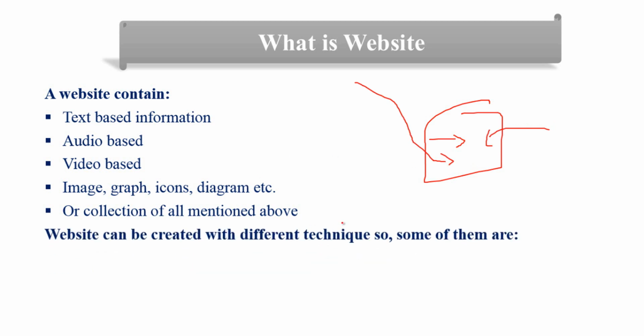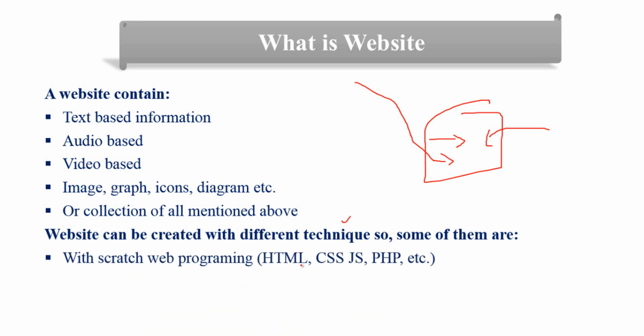A website can be created with different techniques, and some of them are mentioned here. With scratch web programming, for example HTML, CSS, JavaScript, PHP, etc. So using these programming languages and writing code, you can create a website. A web framework is another way to create a website or web application. One of them is the Django web framework, and others can also be used to create a website. The benefit of using a web framework is that there are predefined classes, functions and methods. You just have to call them, so it saves your time in creating a website.